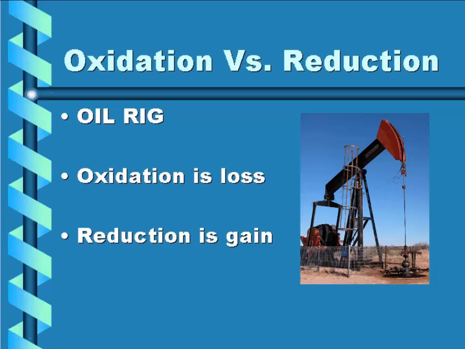Another way that you can remember it is OIL RIG. These mean the same thing, so either LEO says GER or OIL RIG. OIL RIG is oxidation is loss, reduction is gain. So again, oxidation is loss, so it's becoming more positive. Reduction is gain, more negative.